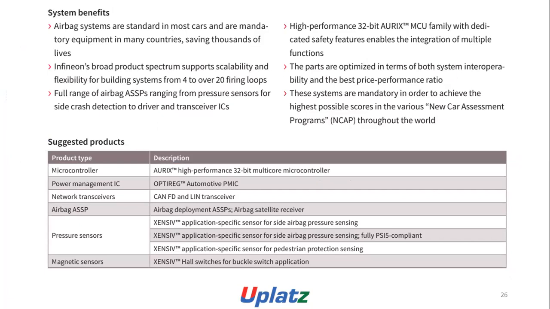System benefits: airbag systems are standard in most cars and are mandatory equipment in many countries, saving thousands of lives. Infineon's product spectrum supports scalability and flexibility for building systems from 4 to 12, over 20 firing groups. A full range of airbag ASSPs ranges from pressure sensors for side crash detection to driver and transceiver ICs. The high performance 32-bit RX MCU family with dedicated safety features enables integration of multiple functions.